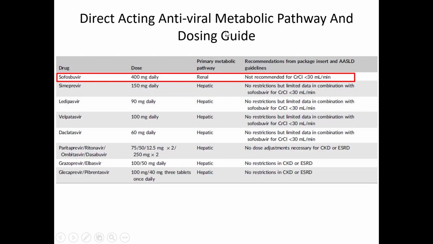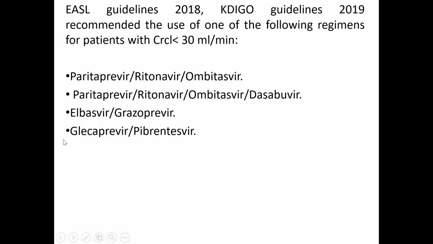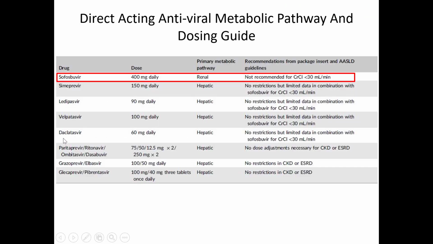This table shows the metabolic pathway of each direct-acting antiviral. Sofosbuvir has mainly renal excretion, so it is contraindicated in patients with creatinine clearance less than 30 ml per minute. Simeprevir, ledipasvir, velpatasvir, daclatasvir, with hepatic excretion, are not contraindicated per se for patients with creatinine clearance less than 30 ml per minute, but they have to be combined with sofosbuvir. Paritaprevir, ritonavir, ombitasvir, dasabuvir regimen, grazoprevir, elbasvir regimen, and glecaprevir, pibrentasvir regimen all have a hepatic excretion pathway, and they are all not restricted in CKD or end-stage renal disease patients.